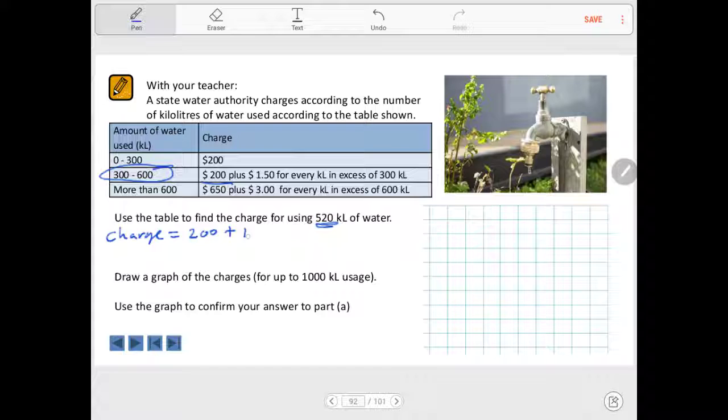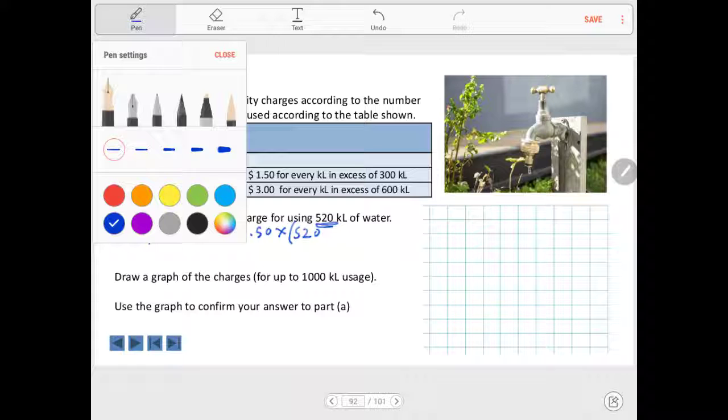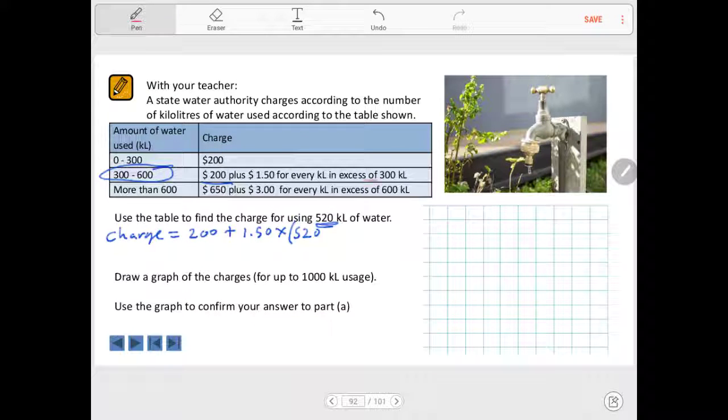So 1.50 multiplied by the number of kilolitres. Now, it's 520 kilolitres, but we're talking about kilolitres in excess of 300. So we need to subtract 300 from that 520. Each kilolitre in excess of 300 is being charged at $1.50. So if we put that into the calculator, we get a grand total of $530.